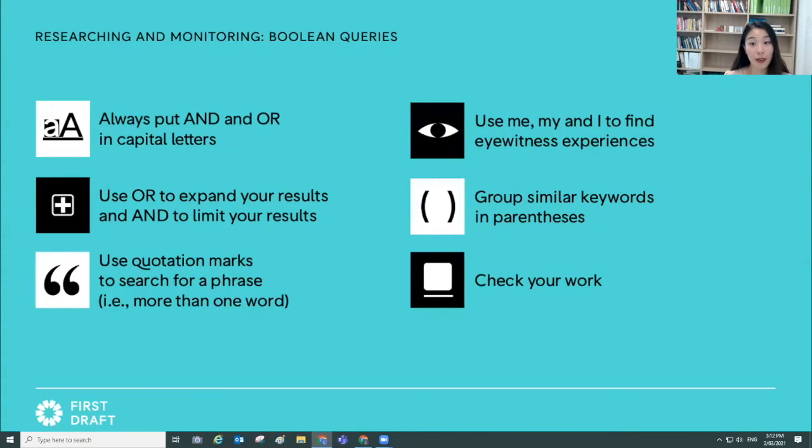Another thing is don't forget that people use words like me or my or I when they're talking about their personal experiences, right? So if you're interested to look for tweets from someone who just got vaccinated, you might want to include words like my or I in your Boolean queries. Also, try to group similar keywords in parentheses. So you can use parentheses to tell the search platform that you're interested in any one of a group of keywords, and then you can connect the groups of keywords using the AND or OR operators.